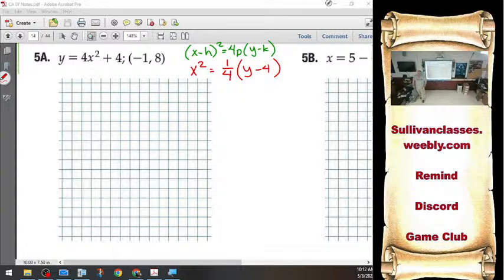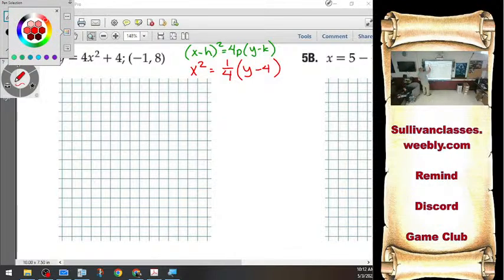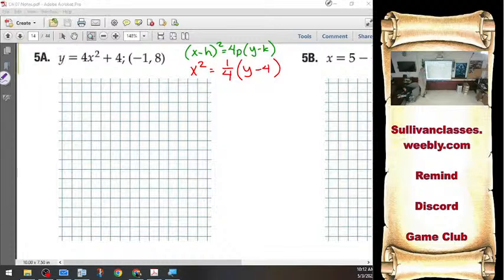Okay. Subtract 4, divide by 4. Now, what I don't want to do is divide both the y and the negative 4 by 4, because I'm supposed to leave it in the form where that 4p value is factored out. That's going to help me find my focus. Once I'm in the correct form, the graph. Where's my vertex?